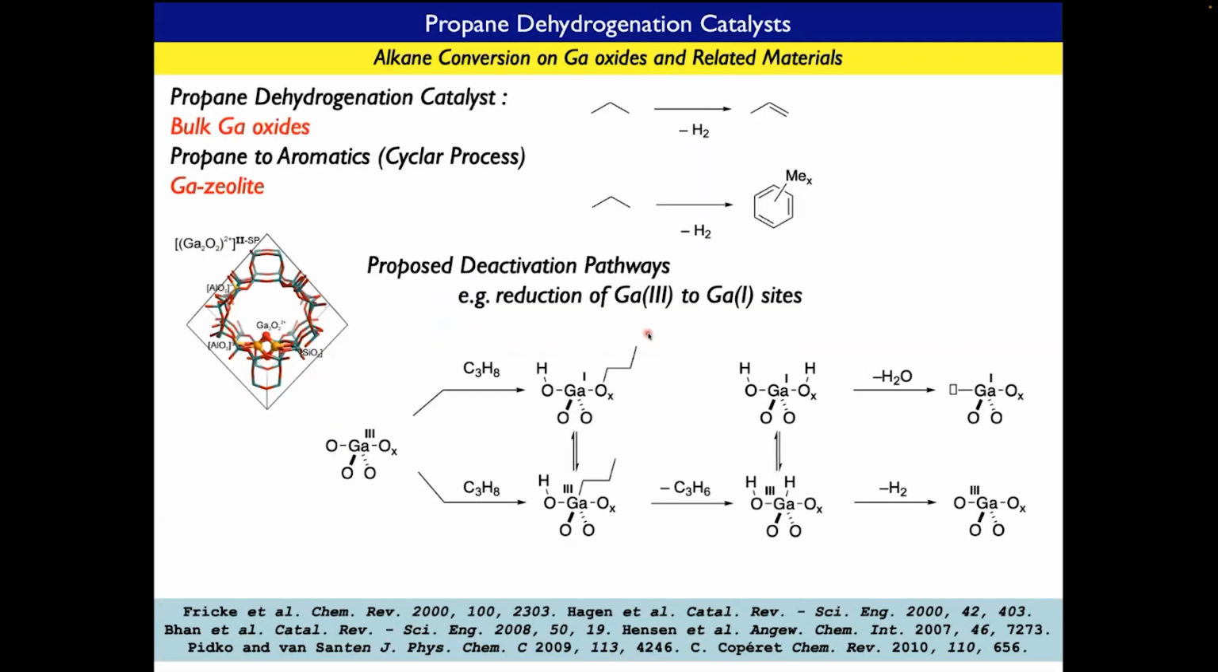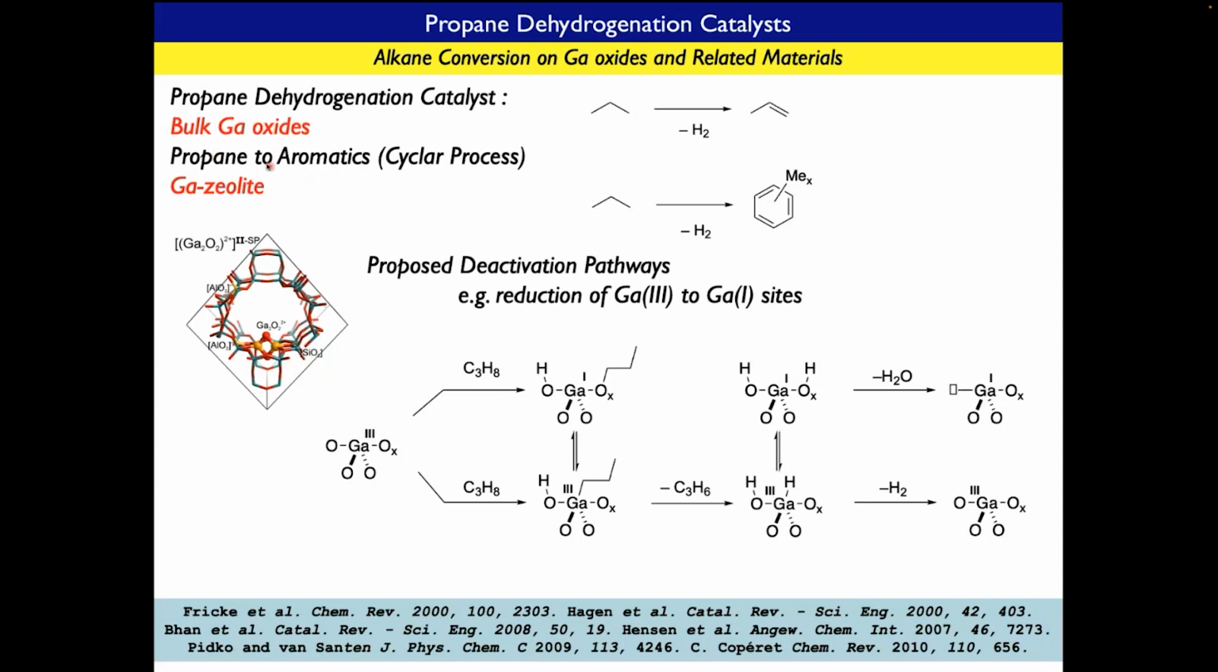The way we started this work in our lab is we knew that gallium oxide is actually a very, very good propane dehydrogenation catalyst. The only problem of gallium oxide per se is that it deactivates very fast because it reduces, and as gallium oxide reduces, you basically switch off the activity for propane dehydrogenation.